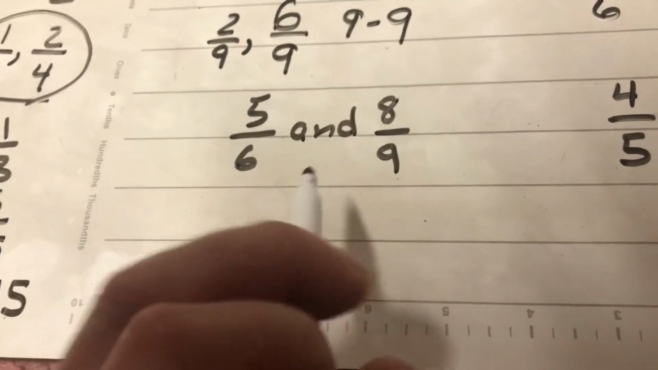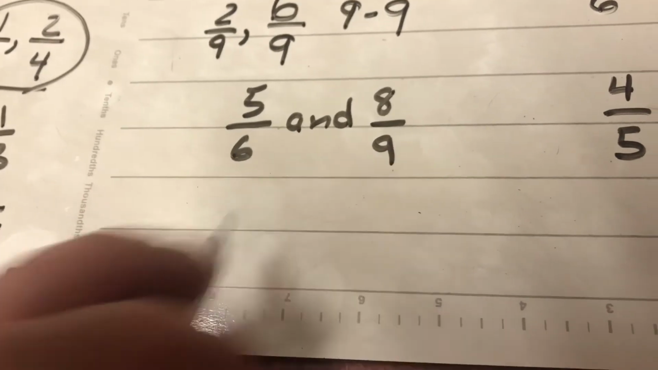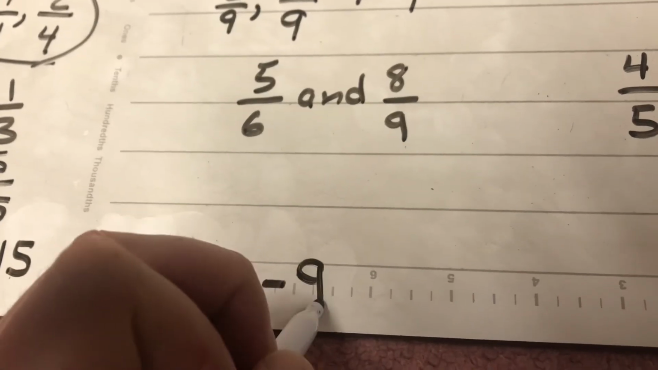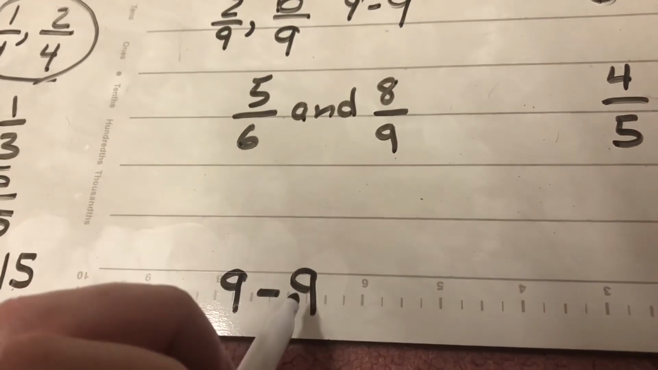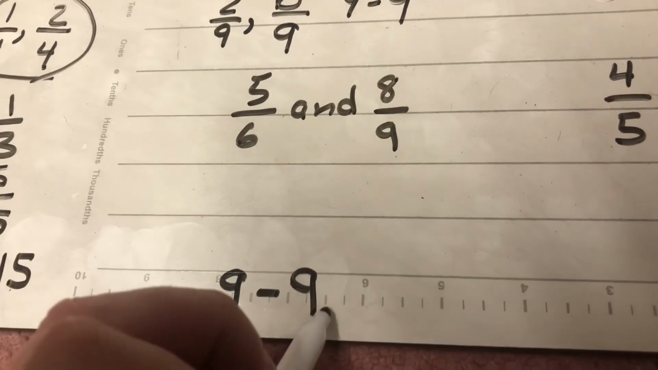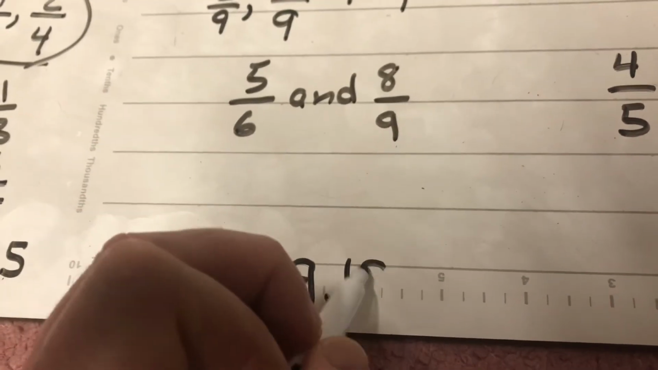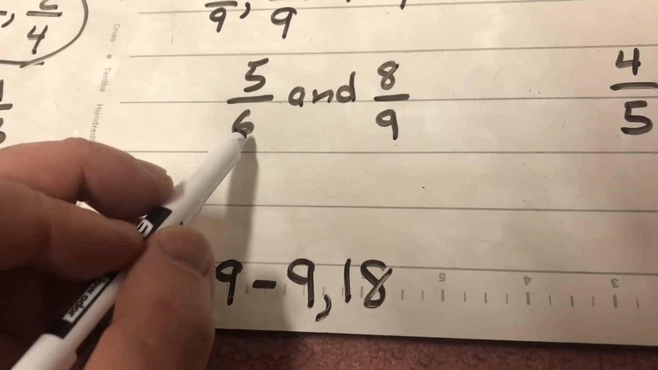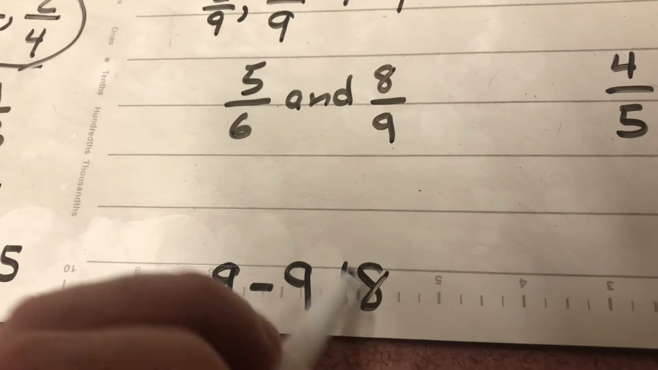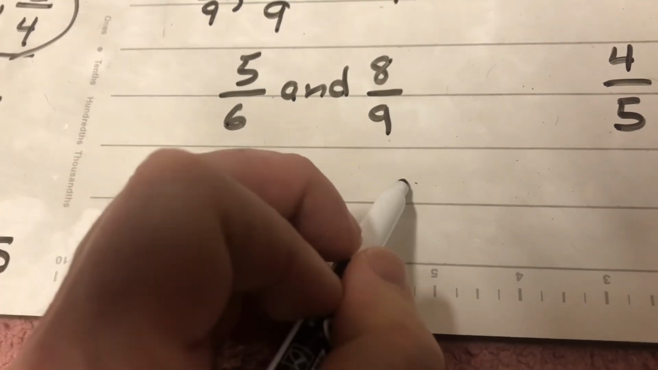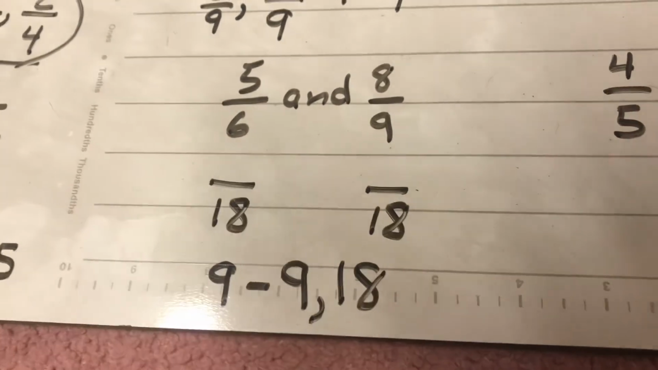5/6 and 8/9. Well, 9 is the bigger of my 2 denominators, so I'm using 9. And I'm thinking, well, 9 times 1 is 9. I can't take 6 times something and get 9. So I've got to do 9 times 2. 9 times 2 is 18. And 18 will work because I know that 6 times 3 is 18. So 18 will work with both 6 and 9 as the least common denominator.